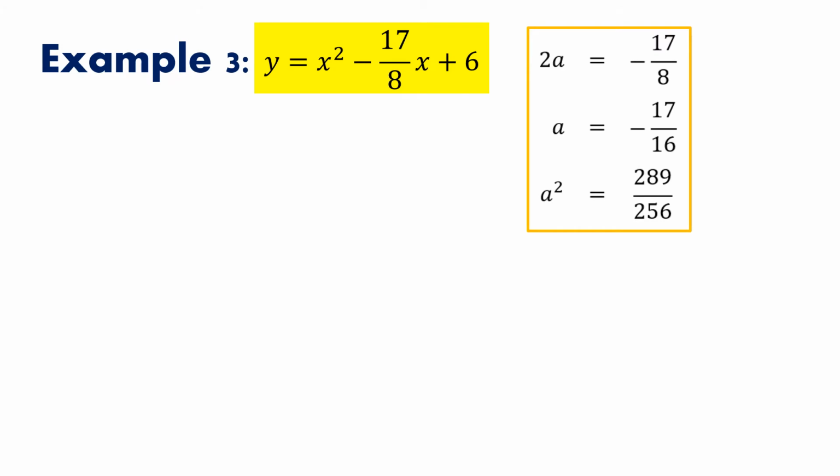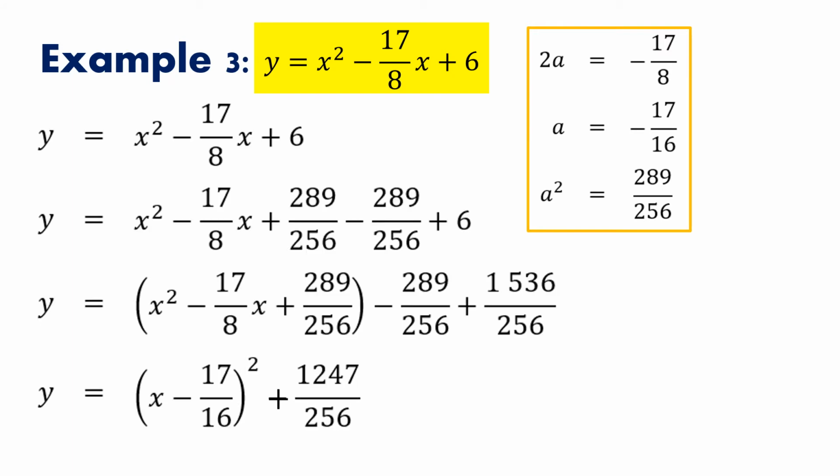Now, let us consider a more complicated example of completing the squares. Suppose we are given y equals x squared minus 17 over 8x plus 6. Note that in this example, 2a is equal to negative 17 over 8, and this implies that a is equal to negative 17 over 16. A squared is equal to 289 all over 256.